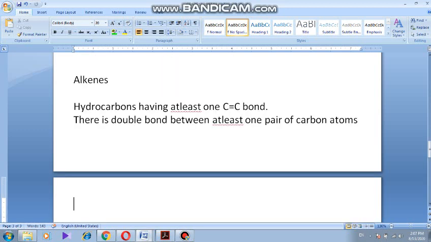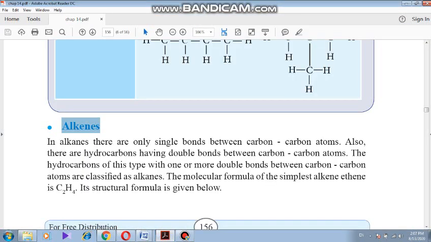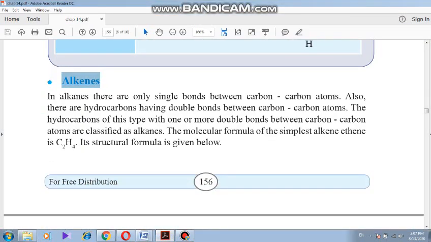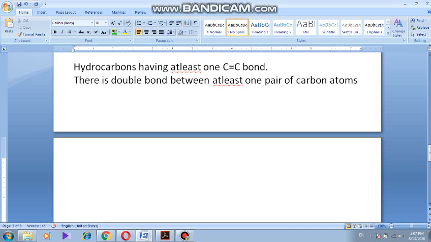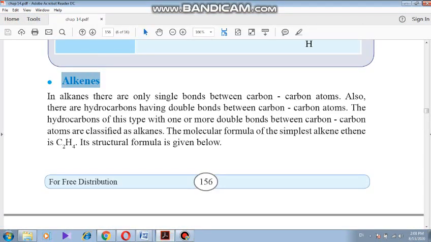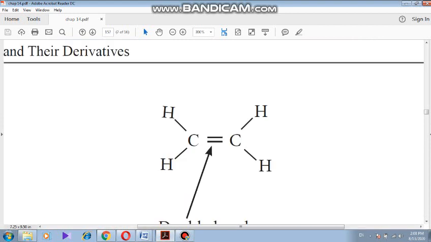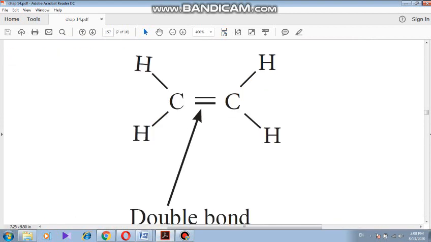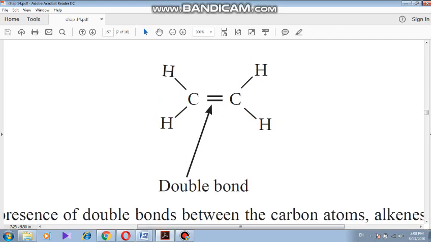So there are many alkenes in the world. Fortunately, your syllabus speaks about only the simplest alkene. Who is the simplest alkene? The simplest alkene is the alkene called ethene. So if you take ethene, you get this structure.